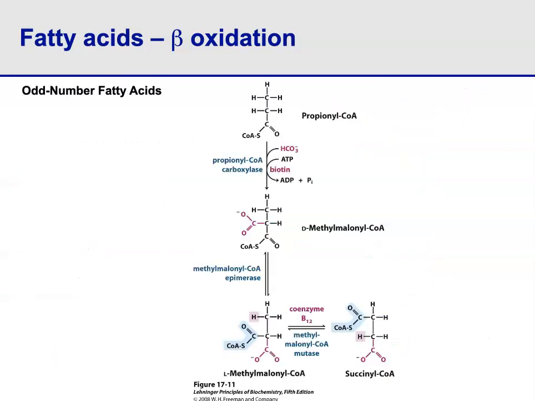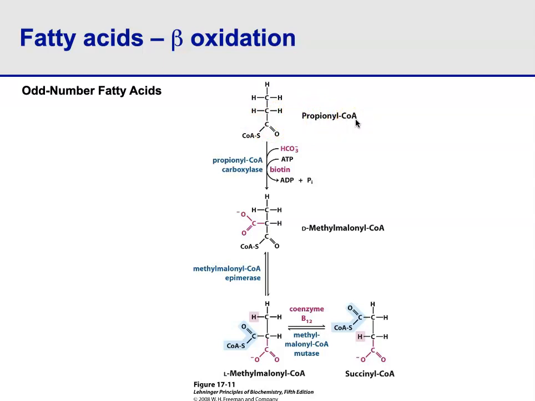All right, now we'll transition to odd number fatty acids. Everything goes as described before. If they are saturated or unsaturated, they'll be handled until we reach this last product, which has 3 carbons, and that product is known as propionyl-CoA.